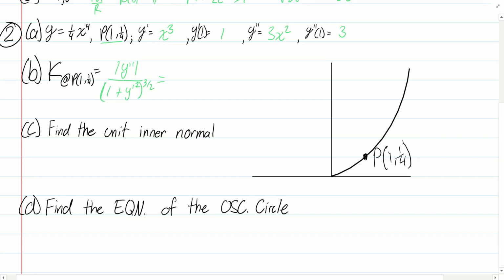So y double prime is going to be magnitude of 3, over 1 plus y prime, where y prime is 1, squared to the 3 halves. So this will just equal 3 over 2 root 2, or 2 to the 3 halves, however you want to put it. And while we're at it, I'm just going to make a side note here that rho equals 1 over k, which equals 2 root 2 over 3.